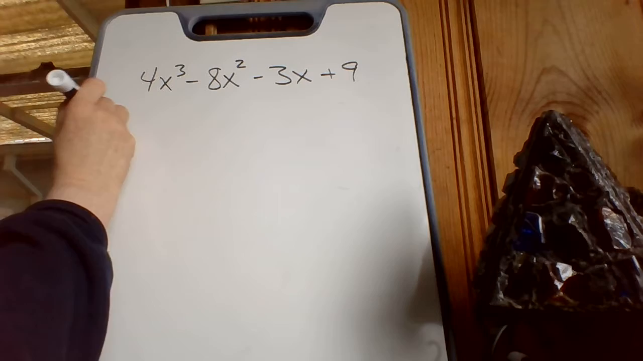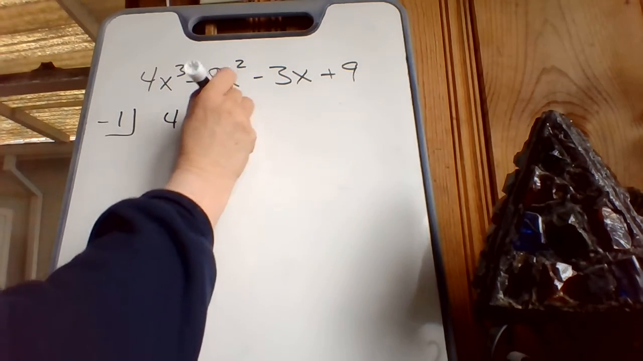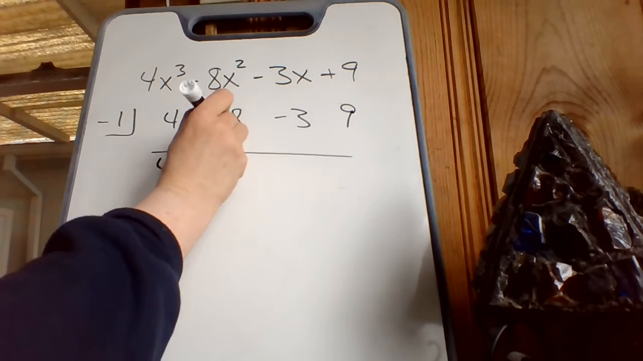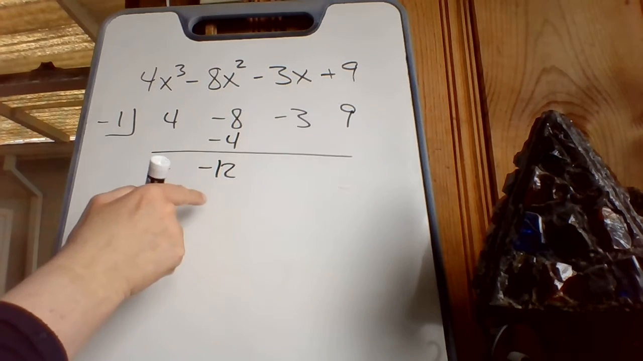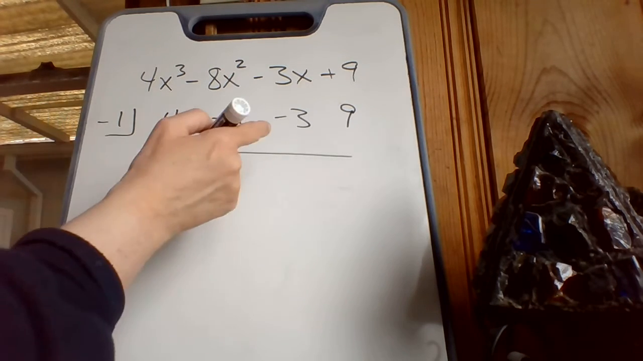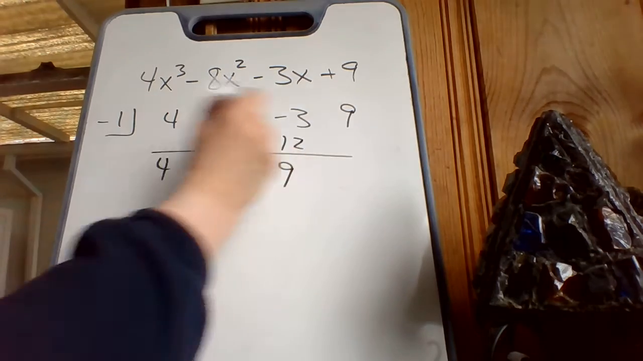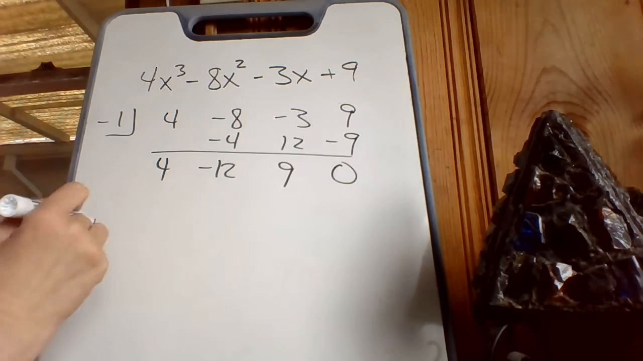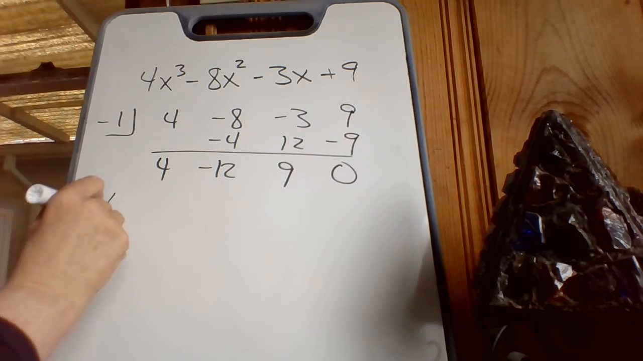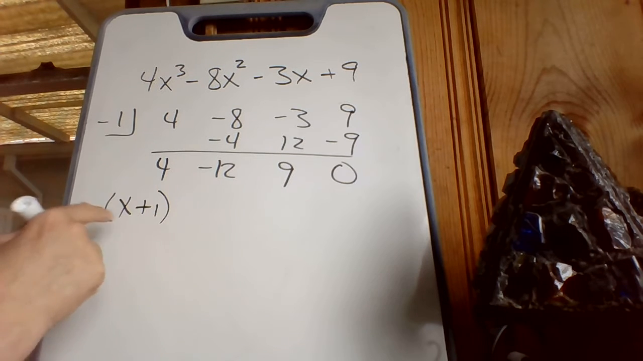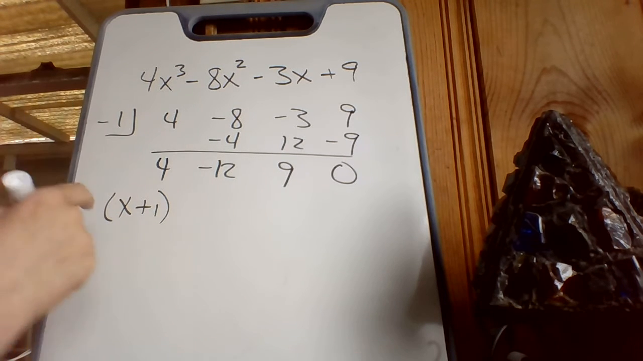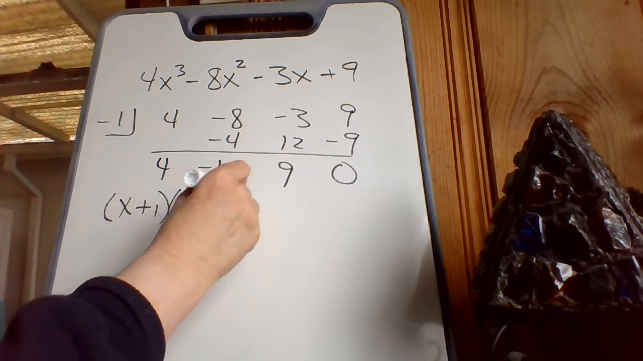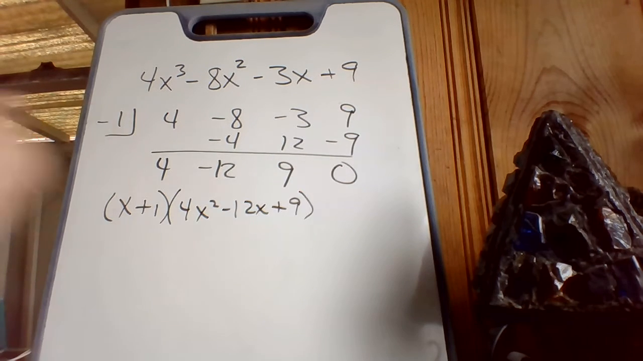Okay, so how about if I try -1? So 4, multiply times the box, and then multiply times the box, multiply times the box. I got 1. I got a 0 for the remainder. This means that this thing factors down to x plus 1. It's plus 1 because it's the opposite of the box. And then the other one is 4, 1 power less, 4x squared minus 12x plus 9.